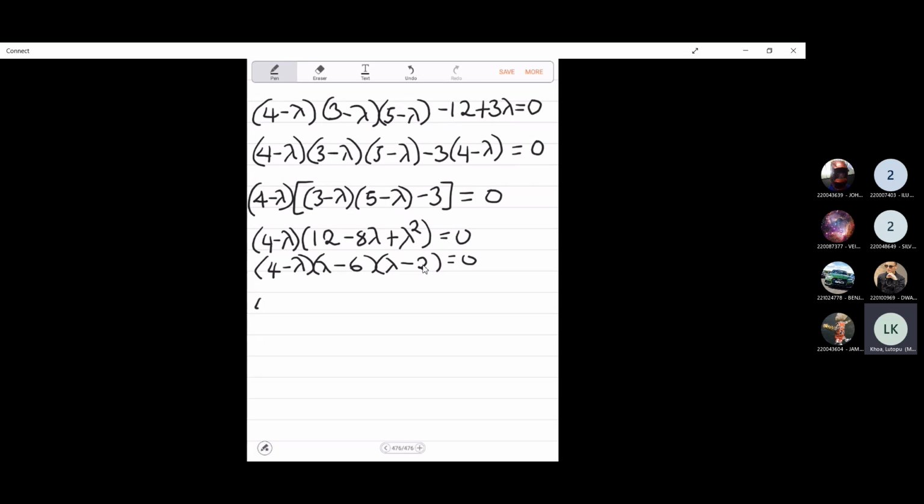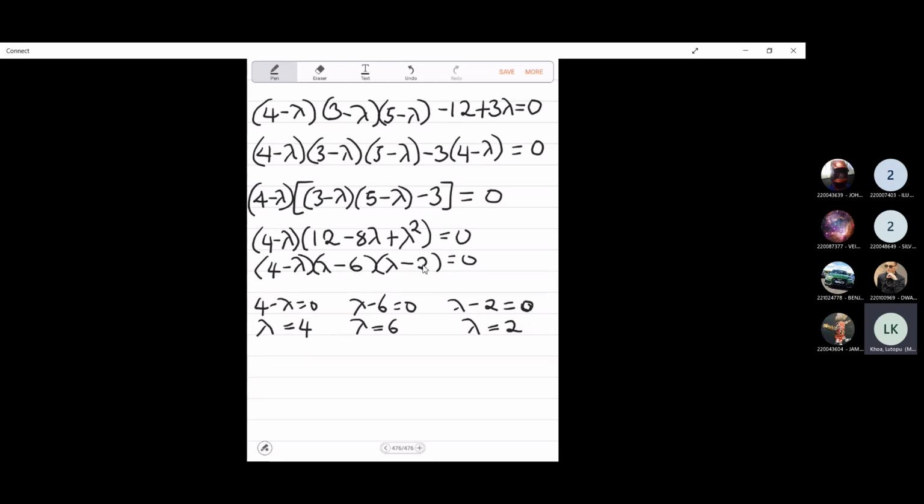So 4 minus lambda is 0. This means lambda is equal to 4. Lambda minus 6 is equal to 0. This means lambda is equal to 6. Lambda minus 2 is equal to 0. This means lambda is equal to 2. Okay, so now we have our 3 eigenvalues. We need to work out the eigenvectors associated with each of them.